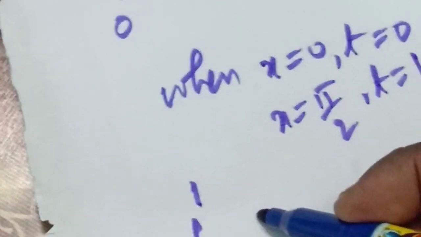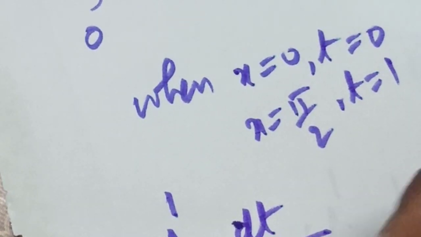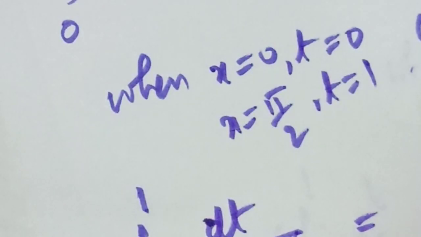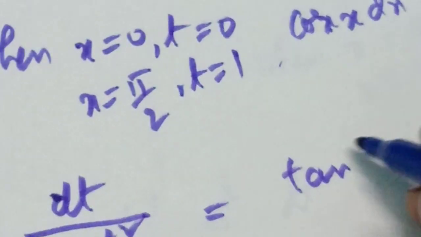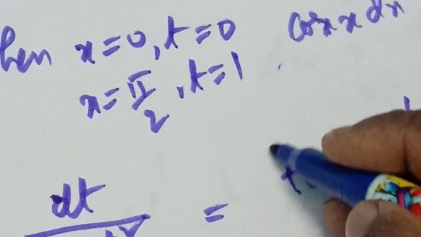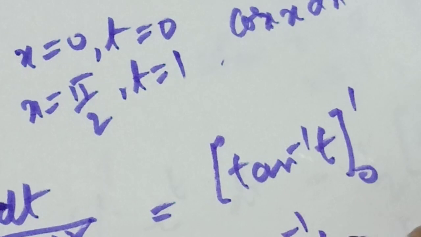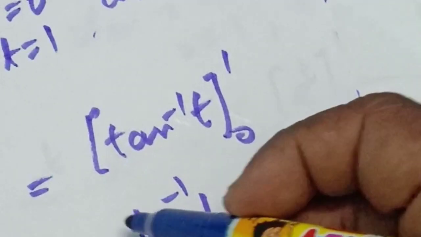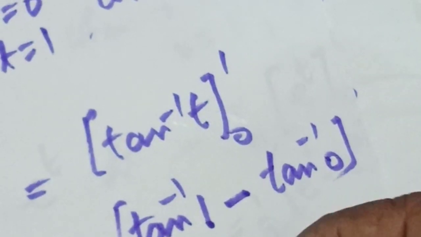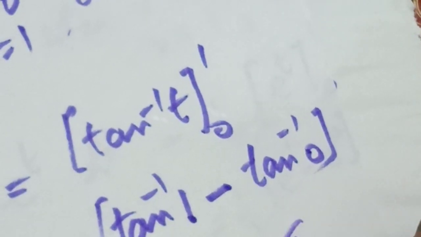Instead of cos x dx, we are supposed to write dt over 1 plus t square. So this is tan inverse t, because integration of 1 by 1 plus t square is tan inverse t, from 0 to 1. So tan inverse 1 minus tan inverse 0. Tan inverse 1 is pi by 4, 45 degrees, minus tan inverse 0 is 0, so pi by 4 is the answer.